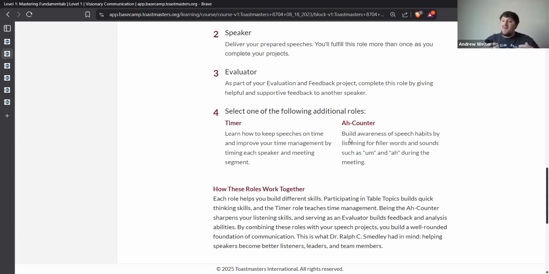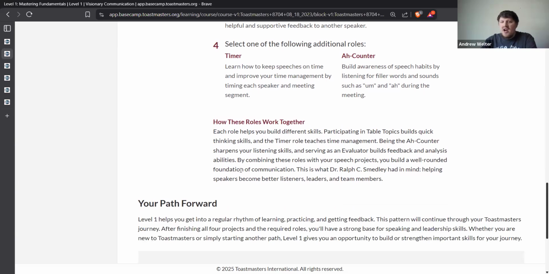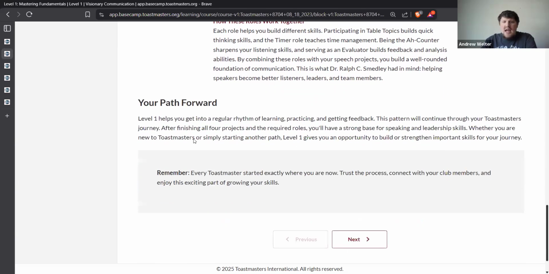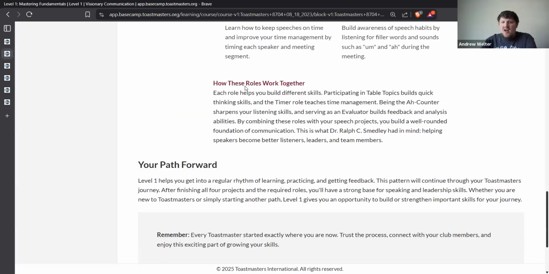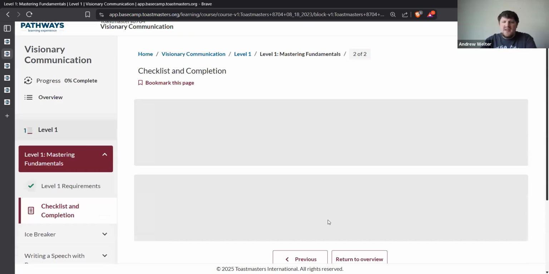Obviously, you're looking for different things in the role, but you're looking at the same time, so it's easier to do them together. Some clubs split them up, some keep them together. Just note that they're just looking for that ah counter, and then they're going to talk about how they work together. And obviously all these are level specific. Everybody's got these in their path, so I'm not going to dwell on those specifically.